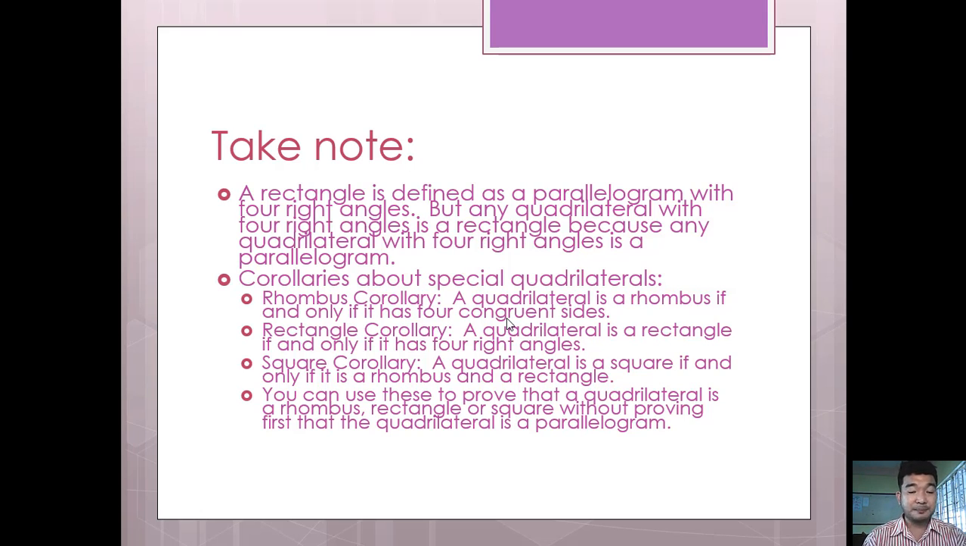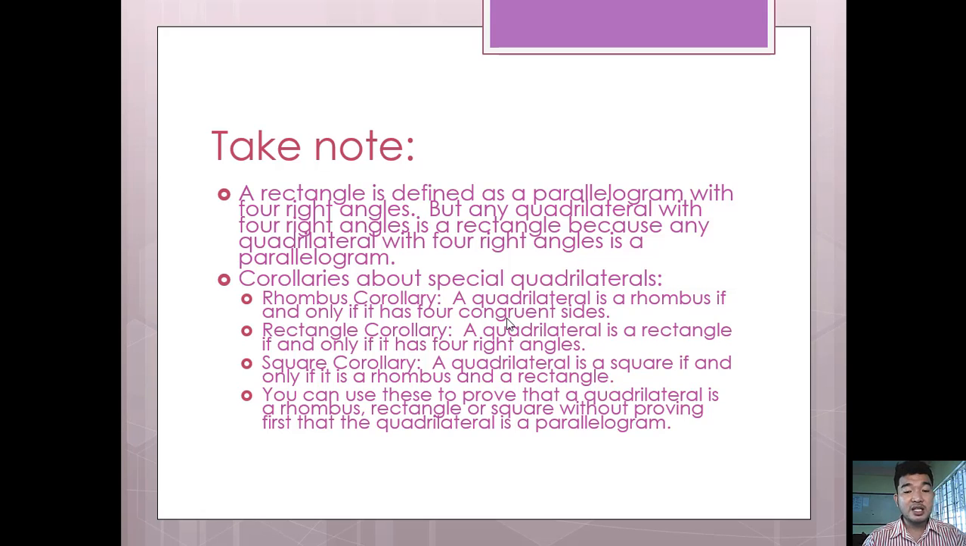Alright. Square. A quadrilateral is a square if and only if it is a rhombus and a rectangle at the same time. Square lang siya kung rhombus at saka rectangle siya at the same time. Ibig sabihin, meron siyang 4 na magkakamukhang side at the same time, meron siyang 4 na magkakamukhang angles.